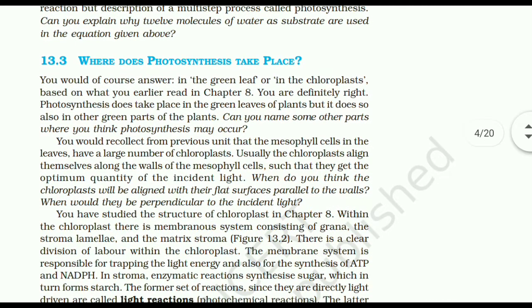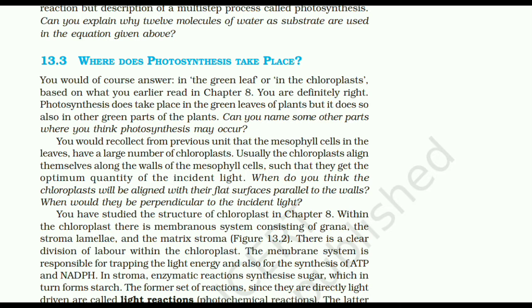13.3. Where does photosynthesis take place? You would of course answer in the green leaf or in the chloroplast, based on what you have read in chapter 8. You are definitely right. Photosynthesis does take place in green leaves of the plant, but it does also in other green parts of the plant. Can you name some other parts where you think photosynthesis may occur?